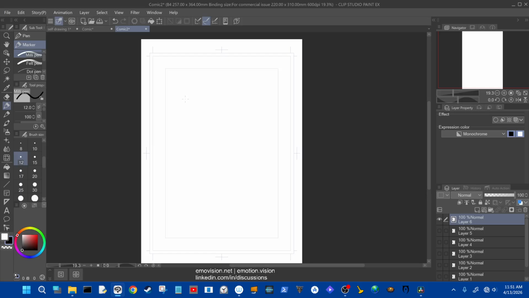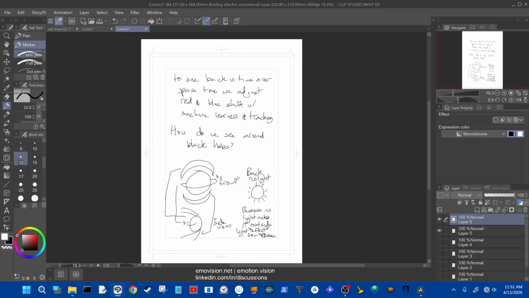Anyway, so what were we talking about? See, I get distracted just like anyone else. So we were talking about how to see around black holes. Okay, so we have the front. We know this is light. Am I in the wrong layer again? Sorry, I am in a bit of a quagmire. Light. Front. Light.